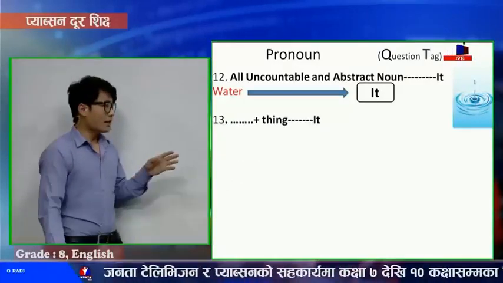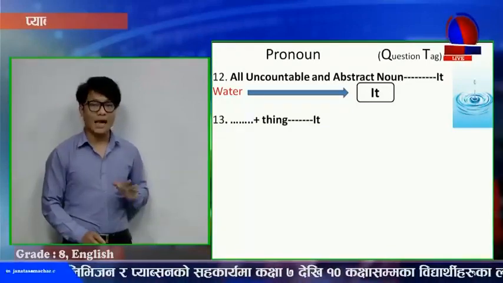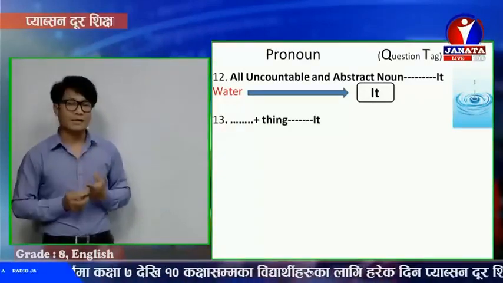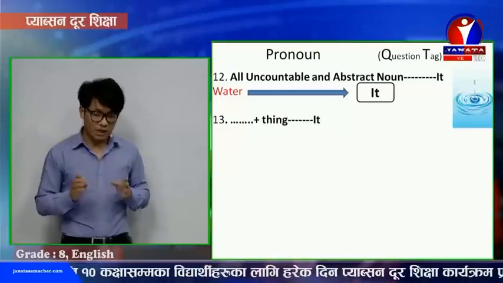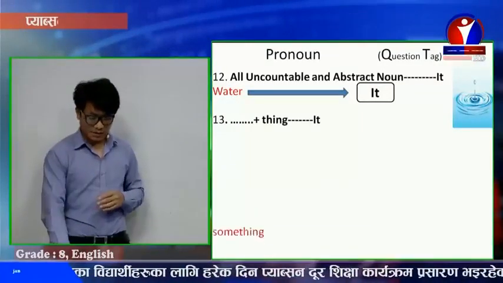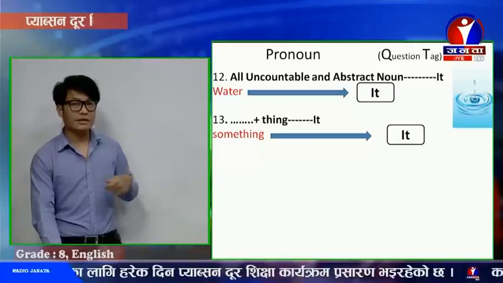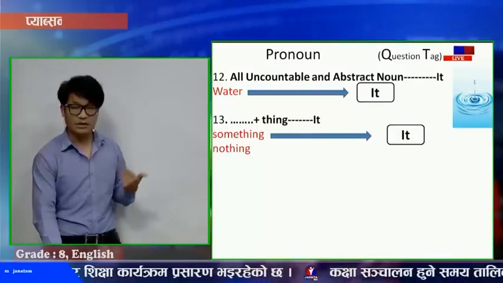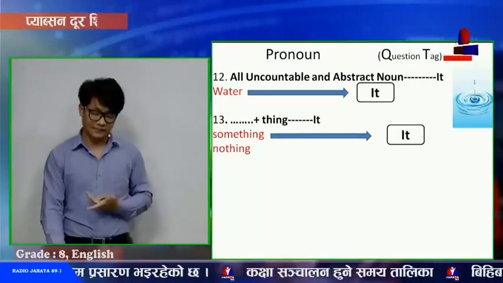Now next you can see the "thing" words. Like everything, something, nothing, anything. In such a case, we use it as the pronoun. You can see something: in the place of something, we write the pronoun it. Nothing, obviously we write the pronoun it.